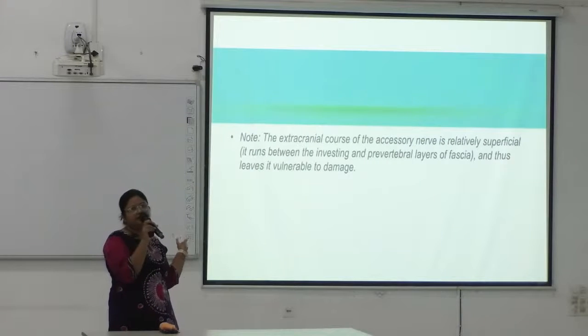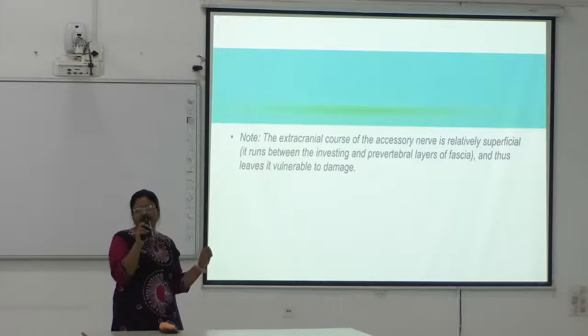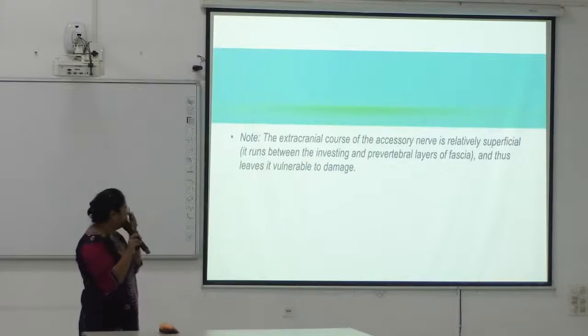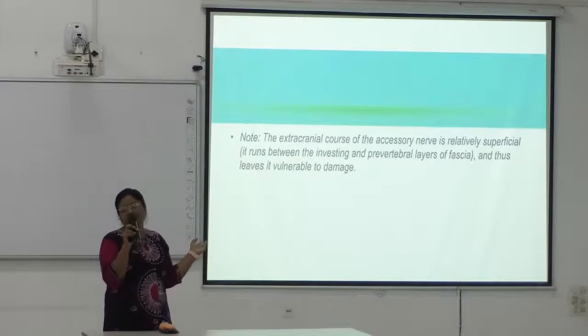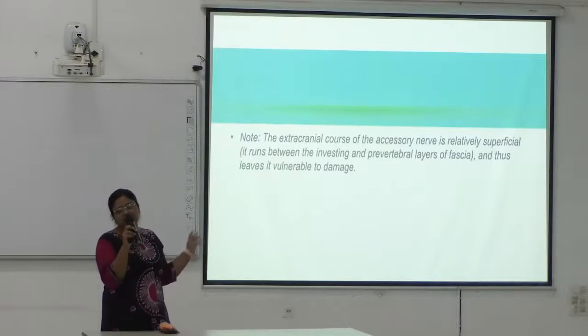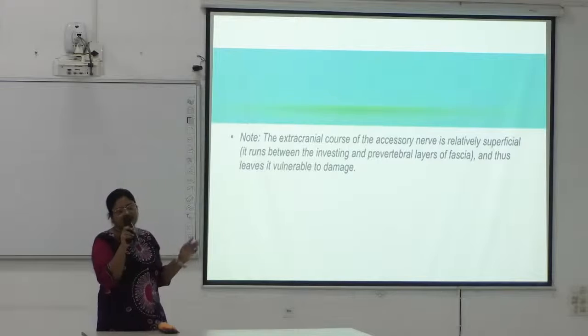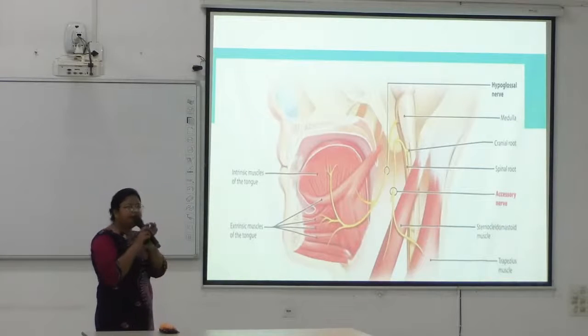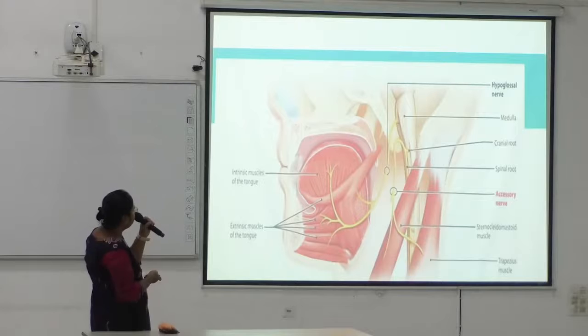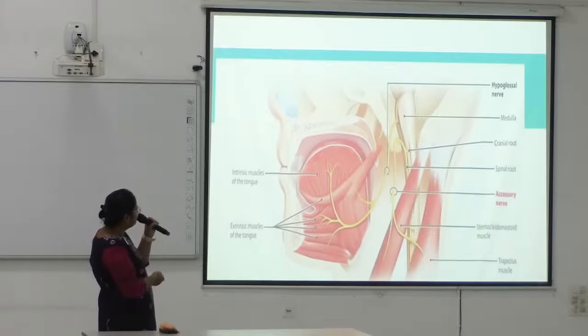This important nerve is part of the content of the posterior triangle, and traverses the triangle from sternocleidomastoid to trapezius. Injury of this nerve is possible because it lies superficially, if injury occurs in the posterior triangle. Here also we can see the accessory nerve. There are two roots joining, the cranial root and the spinal root.